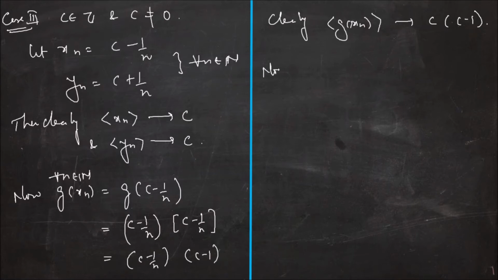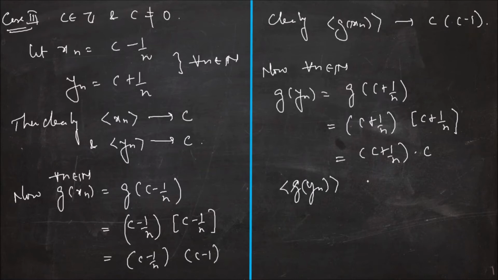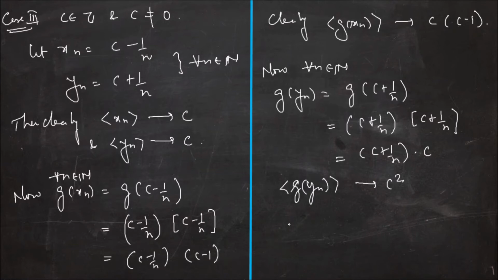Now for all n belonging to N, g of yn is g of c plus 1 by n. So as before it is c plus 1 by n, and the greatest integer of c plus 1 by n is c. So this is c plus 1 by n times c. So clearly g of yn converges to c square. So since c is not equal to 0, c square is not equal to c times c minus 1.